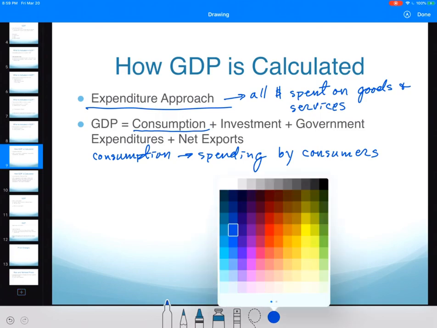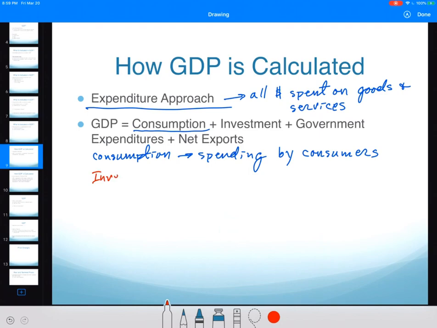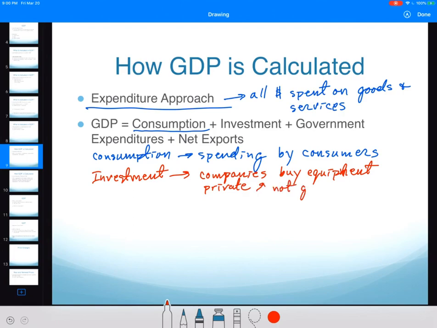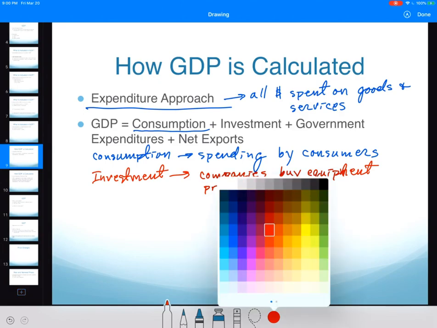The second piece here is investment. So this is investment by companies. This is when companies, say, buy equipment, right? Whether it's tractors or computers or something like that. Whenever businesses buy things, that's an investment into the future of the company, whether it's a new machine so they can produce more stuff. That's what we count in investment. Now, this is what we call private investment because it's companies and not government.